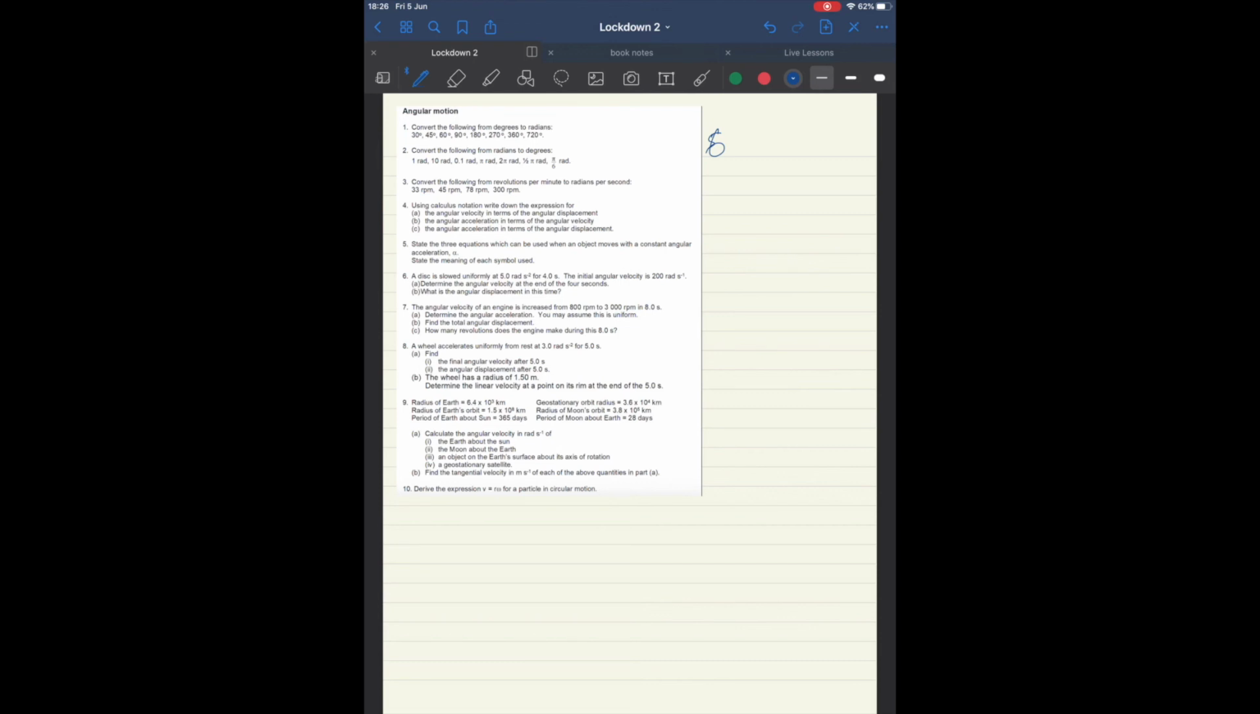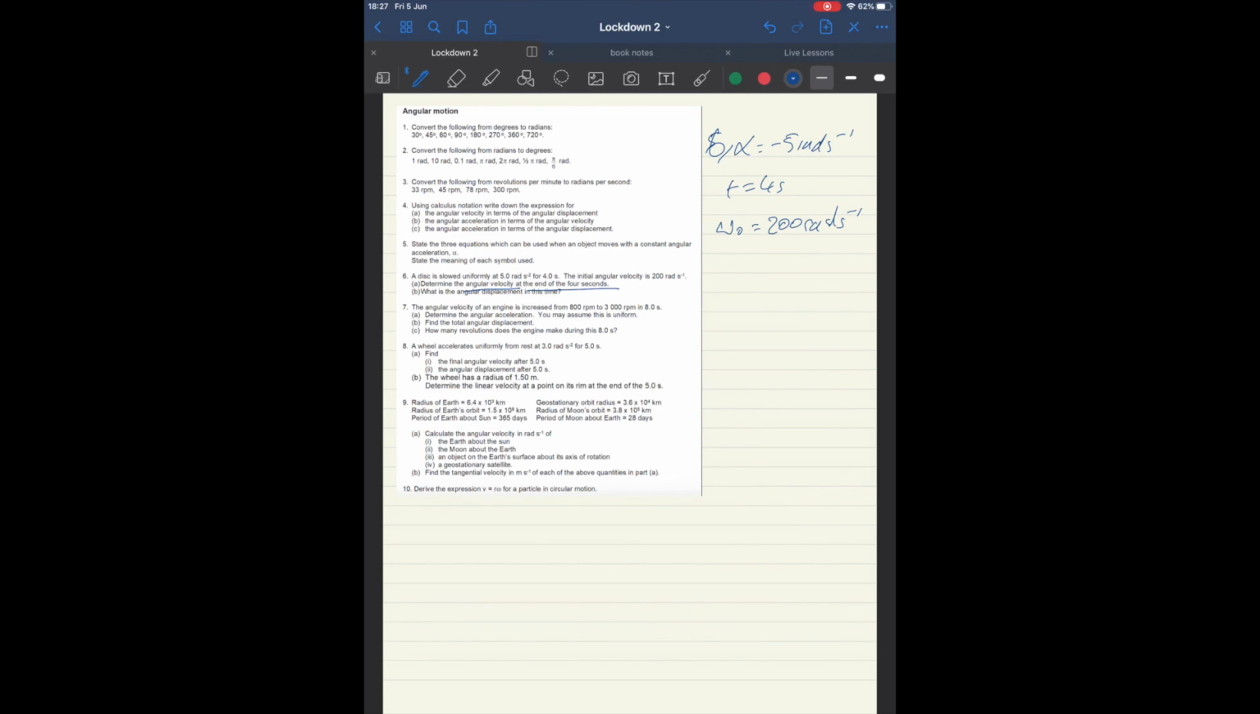This is slowed uniformly at 5 radians per second. So you've got alpha, so it's the same as always, write your information. So alpha equals minus 5 radians per second squared for 4 seconds. T equals 4 seconds. Initial angular velocity, that's omega naught, equals 200 rads per second. Calculate the angular displacement at the end of the 4 seconds.